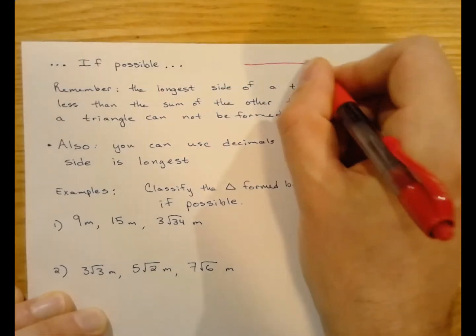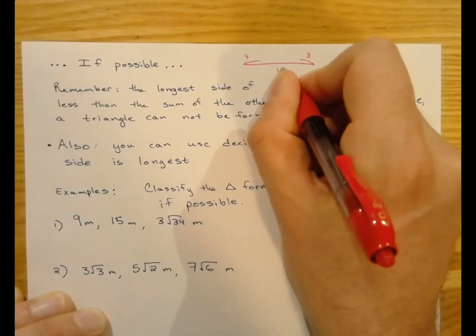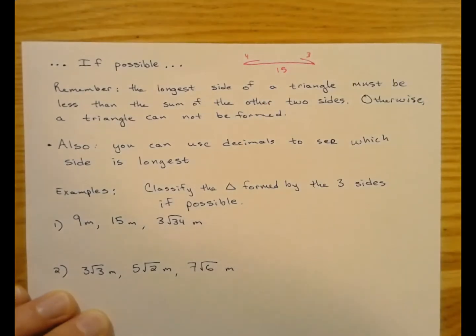Quick little sketch here. If I had a side 3 there and a side 4 over there and a side 15 here, it doesn't even form a triangle because those two little sides are too short.